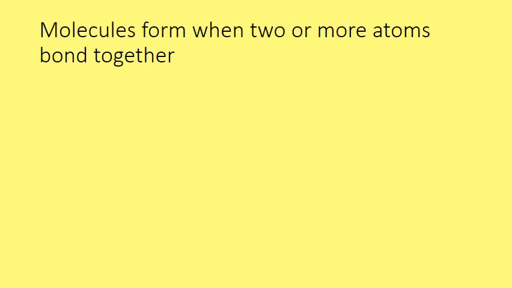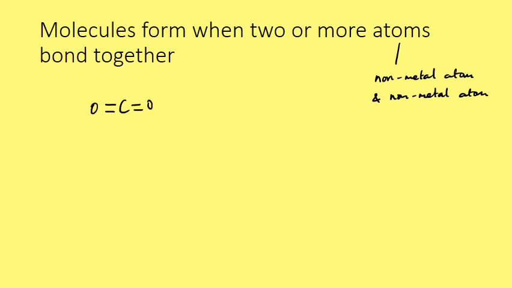Firstly, let's remind ourselves that simple molecules form when two or more atoms bond together. The atoms are generally non-metal atoms. So when a non-metal atom and another non-metal atom share electrons and make a covalent bond, that would be a molecule, a simple molecule. An example of course would be carbon dioxide. You can see that molecules can have double covalent bonds.